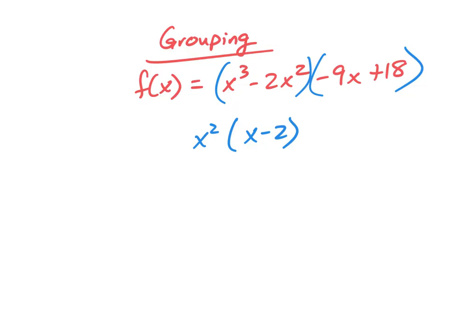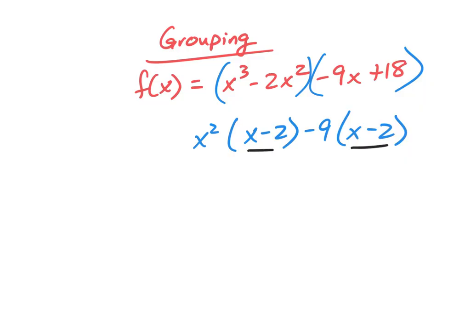Okay, and here's what we're going to do. We want our 2 parentheses to be the same. So not only are we going to take out 9, but I'm going to take out a negative 9. So negative 9x divided by a negative 9 would make that a positive x. And then 18 divided by negative 9 would be negative 2. And what we want to happen is we want those 2 parentheses to be the same.